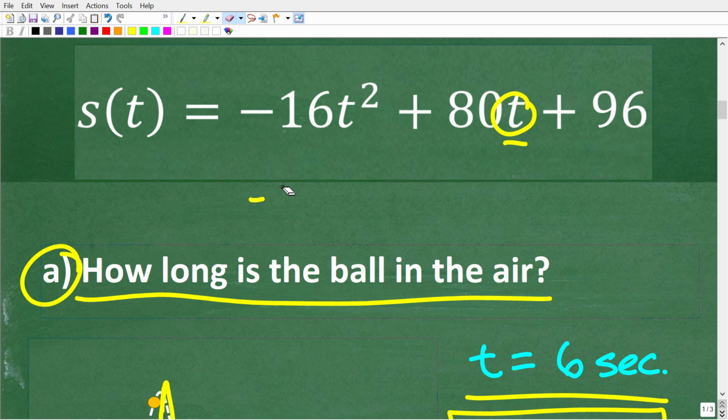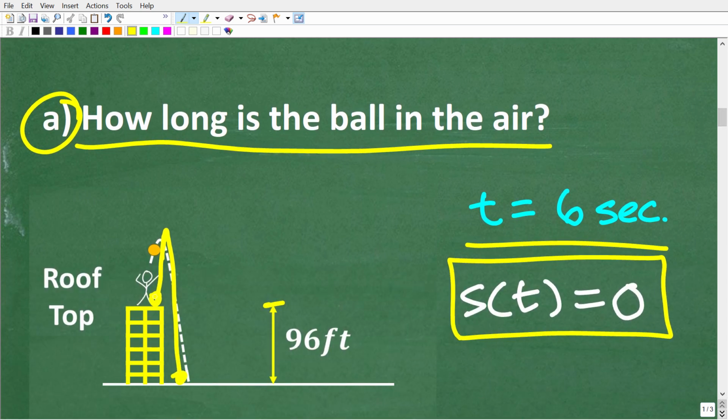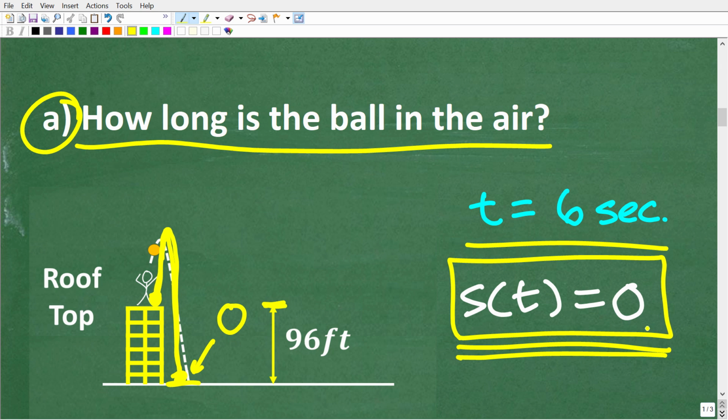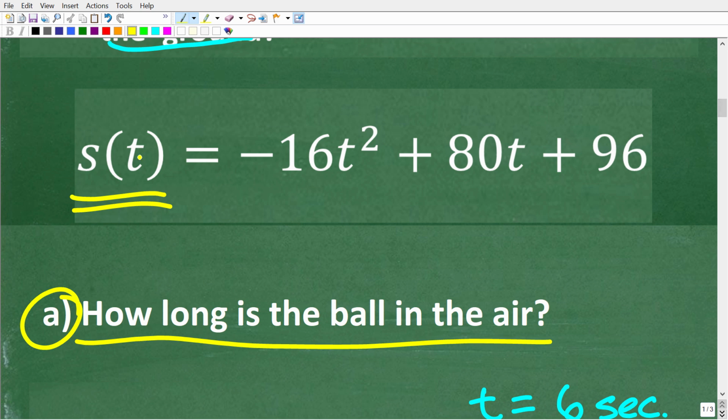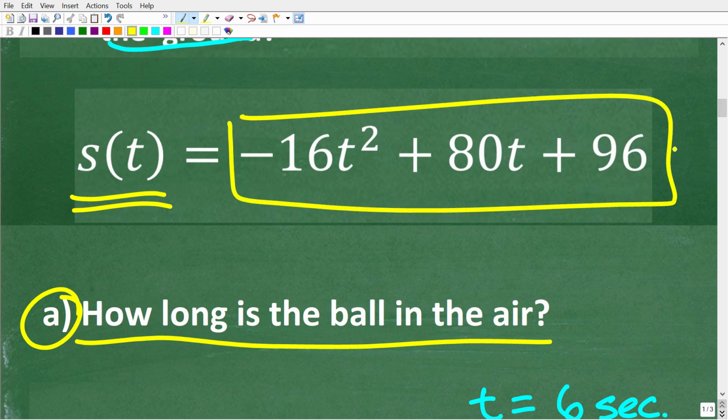So where is the position of this ball when it's finished with its flight? Well, we have to think about this for a second. The ball is starting its journey at 96 feet, and then it's going to go up, and then eventually it's going to be at what height? It's going to be at 0. That's where the flight ends. So we need to think about when the position of this ball is at 0, i.e. the height of the ball is 0. So we're going to set this position function equal to 0 and solve for t. This will tell us the time when the ball is at 0.